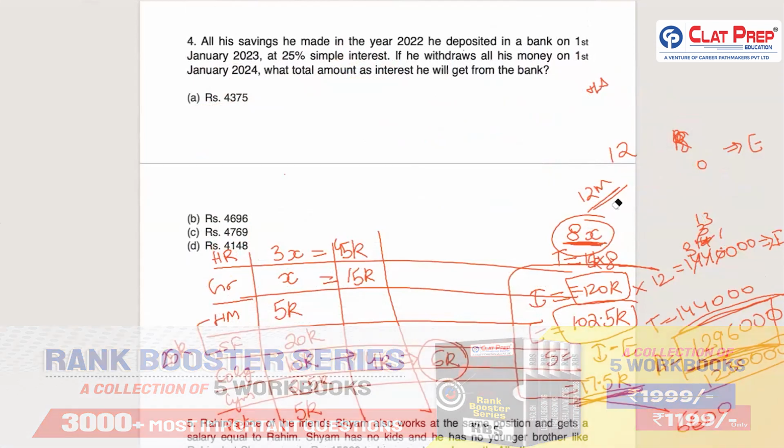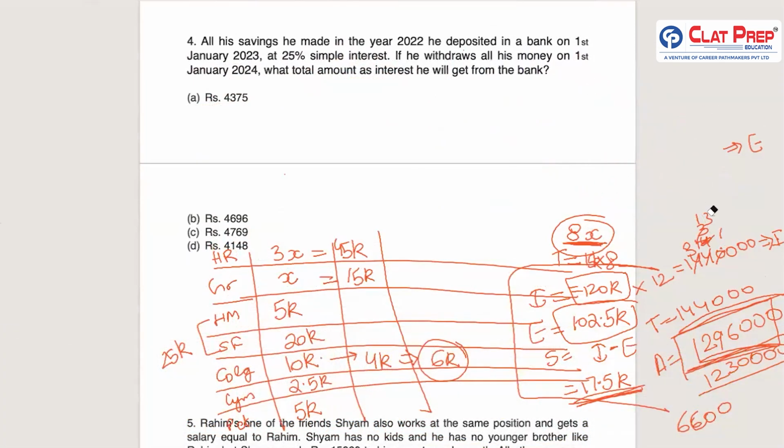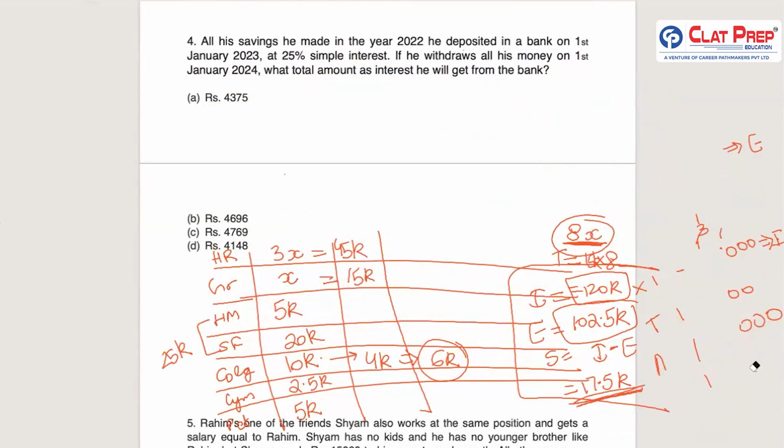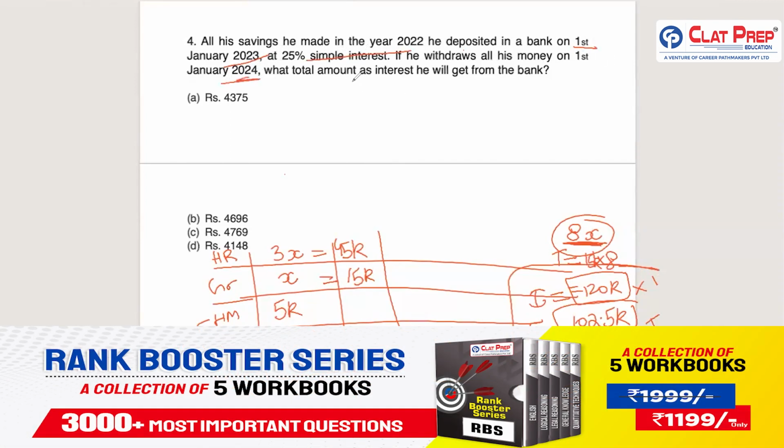While doing all the calculations, you need to be very very careful because this is too much of calculation, and if you get even one of these things wrong, आपका पूरा question गलत हो जाएगा. तो be very very careful while solving these. Okay, yeah, moving ahead. All his savings he made in the year he deposited in bank on 1st January at simple interest. If he withdraws money at this, what is the total amount as interest?